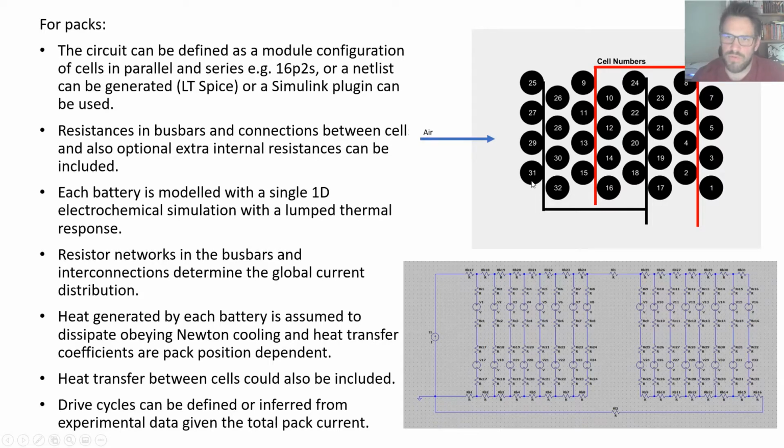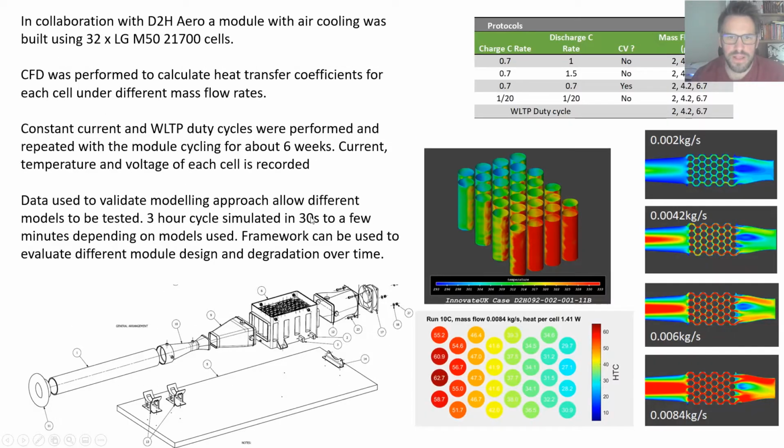But the heat transfer coefficient is pack position dependent. So you have air flowing from left to right. So the cells on the left are going to experience a greater amount of cooling than the cells on the right, as the air will simply be cooler and the temperature difference between them will be greater. So we did some CFD to calculate those heat transfer coefficients and validate the model.